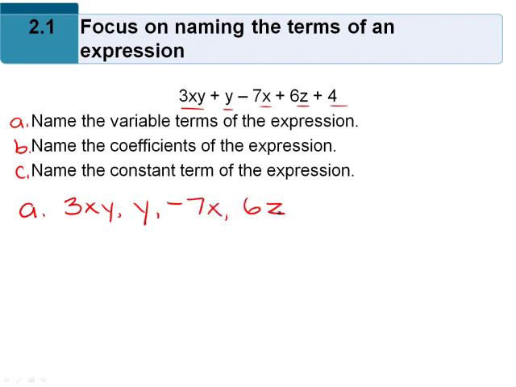Those are the ones that have variables, and those are the variable terms. Now, to name the coefficients of those terms, it would just be 3. And remember, in front of this y is a 1, so it would be positive 1. The next term, negative 7x, would be negative 7 and positive 6. And then part C, name the constant term, that would just be positive 4, that last term at the end.